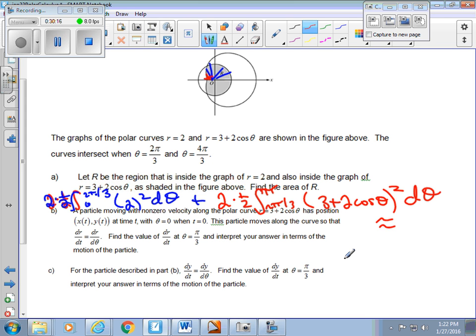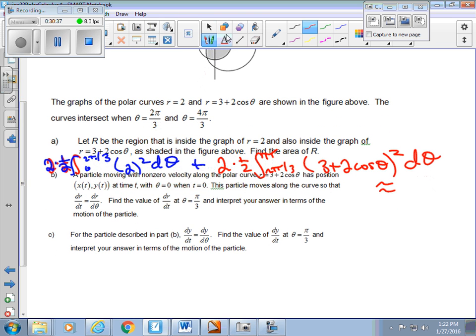I do not know what that is. What number on your AP packet is this problem? 15. I could look it up. Y'all can all type that in the calculator, right?